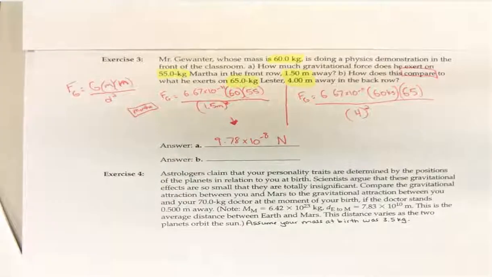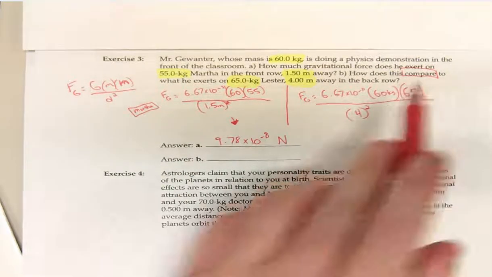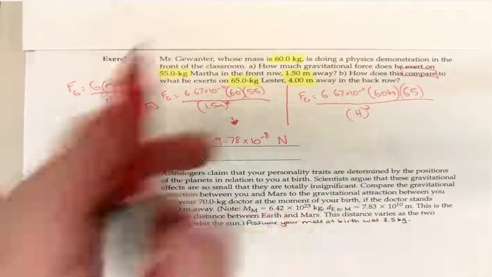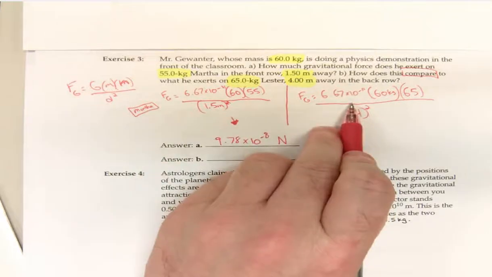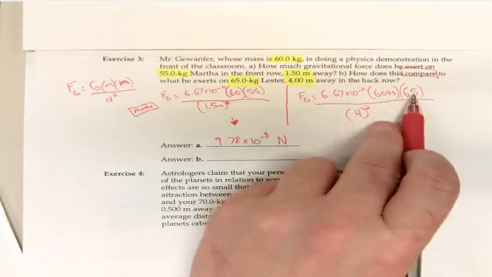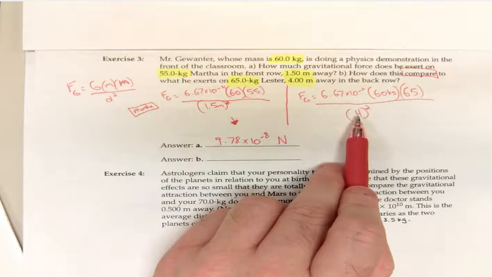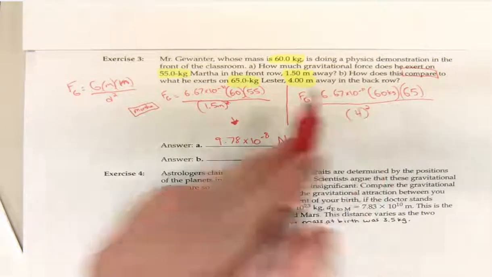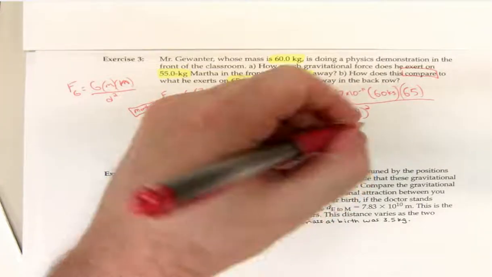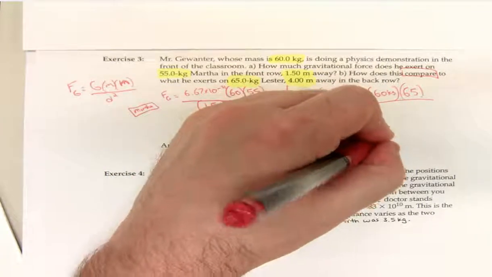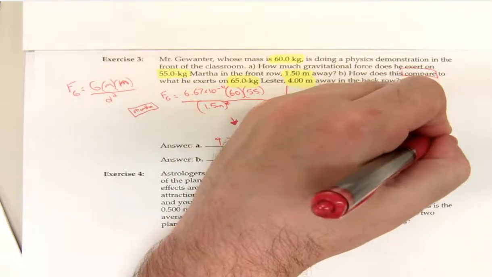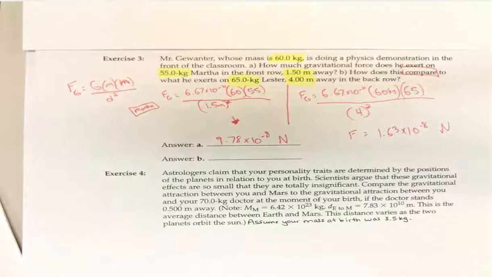How does this compare? So we know we're going to have to find the difference between what he exerts on Lester. Okay? So Lester's, we did the gravitational constant times the professor's mass times Lester's mass divided by the distance, which is 4 meters squared, which that's going to be 16, right? 4 times 4. So Lester's force equals 1.63 times 10 to the minus 8, and it's in newtons. Therefore, how does that compare?